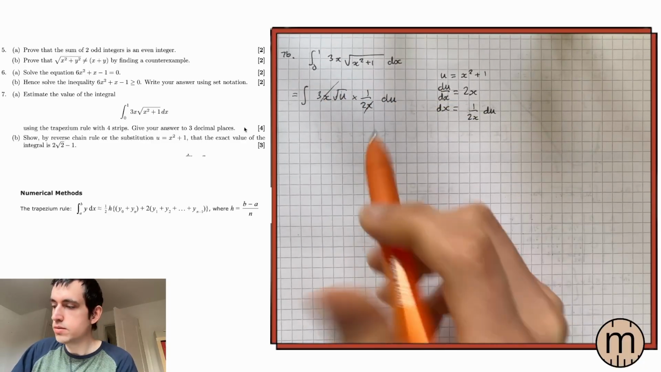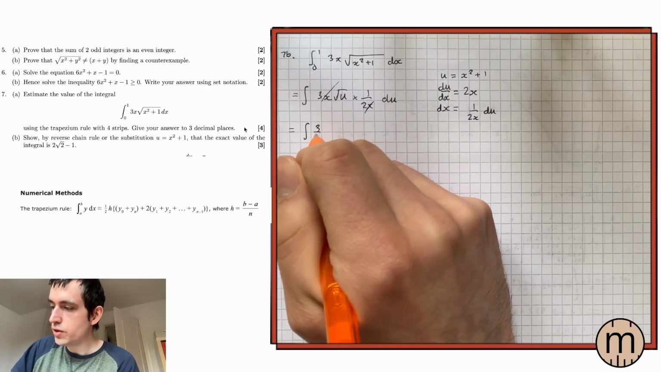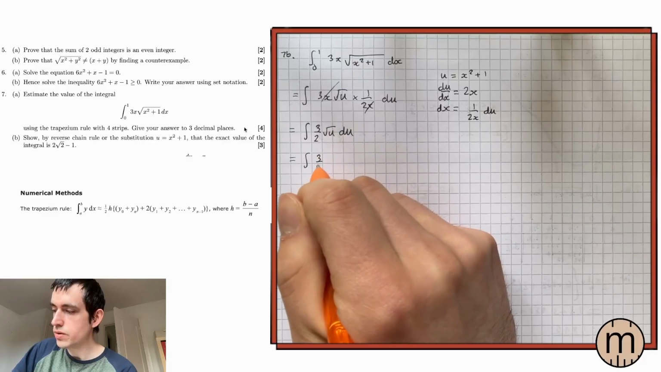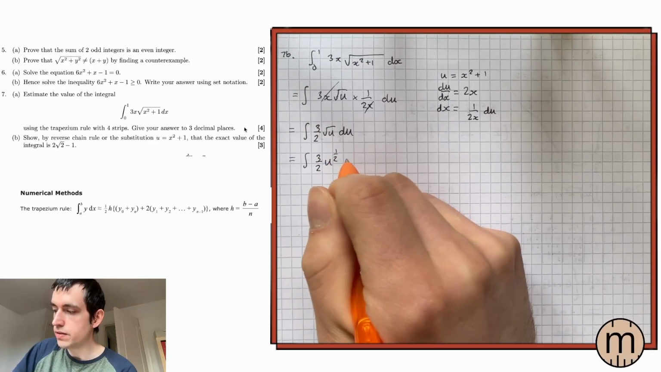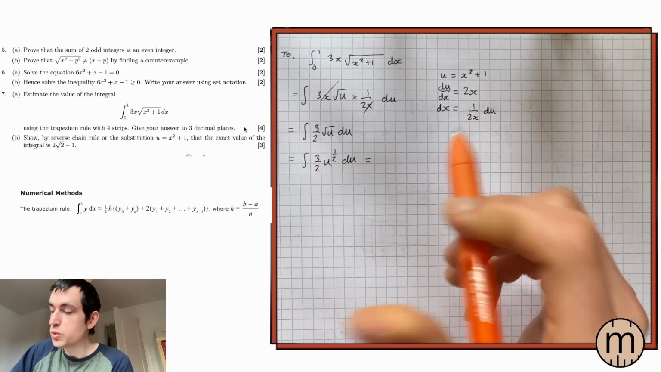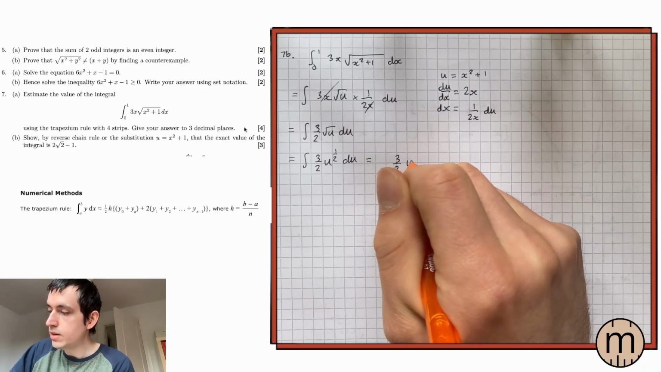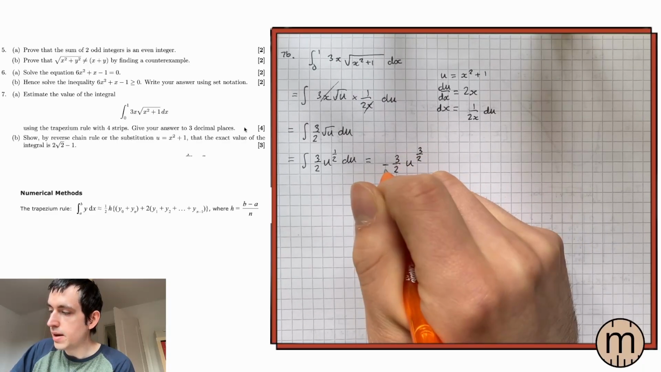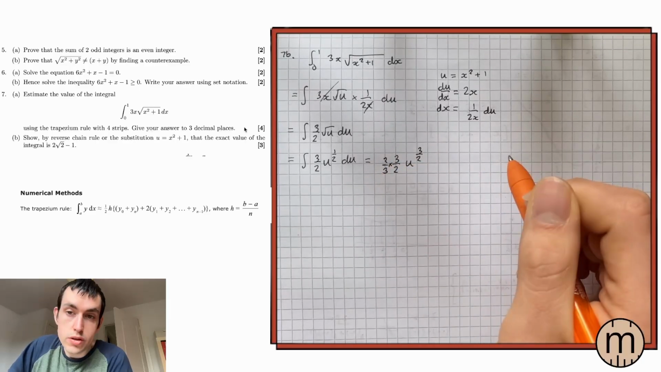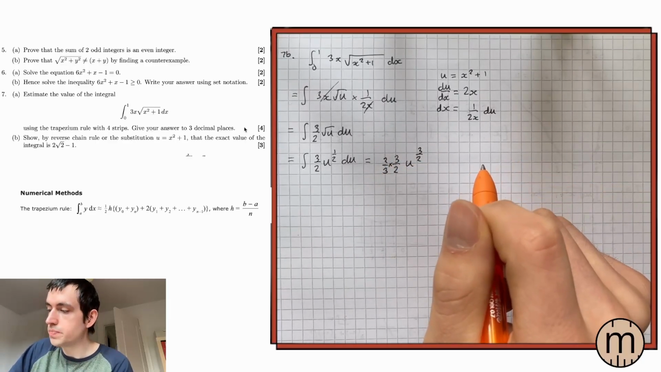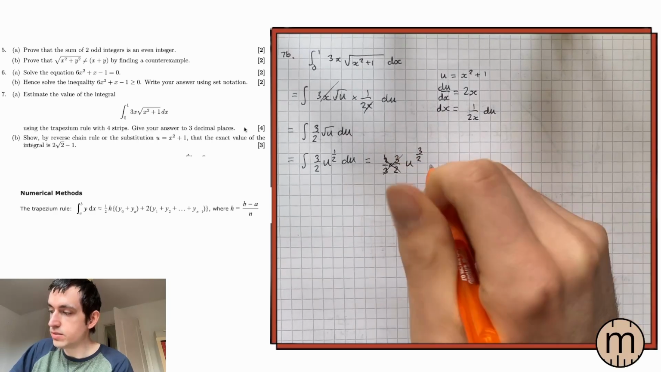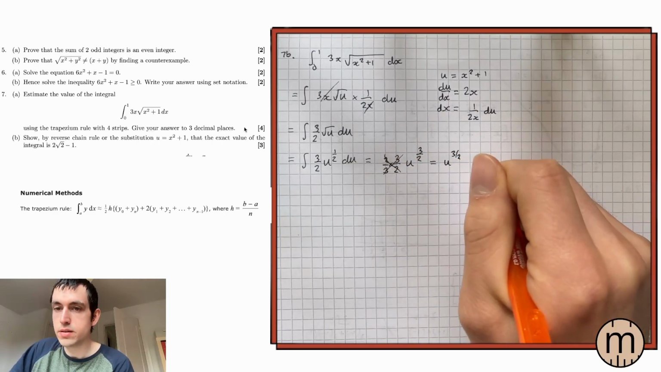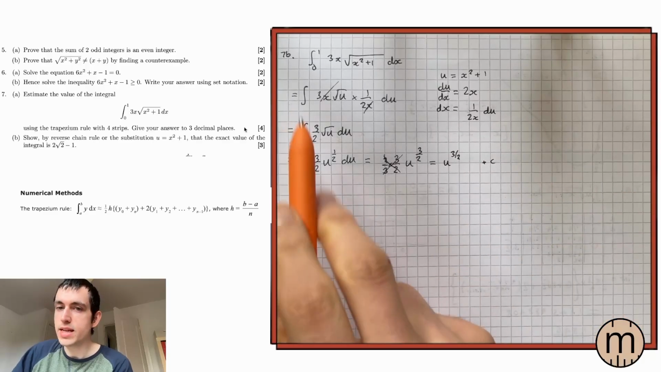These two cancel, and that gives us 3 over 2 square root u. If we want to integrate the square root of u, then we can make it u to the power of 1/2, and then follow our usual rules. Add 1 to the power and then divide by the power. Alternatively, times by the reciprocal. Well, this and this cancel out. Lovely, we get u to the power of 3 over 2, plus c, because I haven't done any limits.